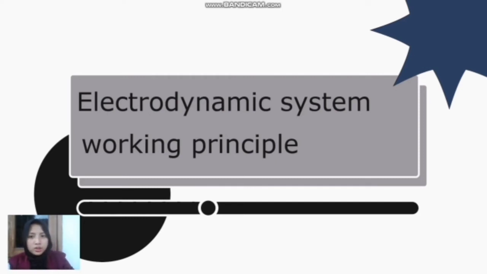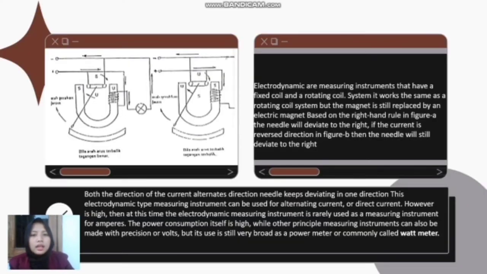What is the electrodynamic? Electrodynamic is a measuring instrument that has a fixed coil and a rotation coil. The system works the same as a rotating coil system, but the magnet is replaced by an electric magnet.